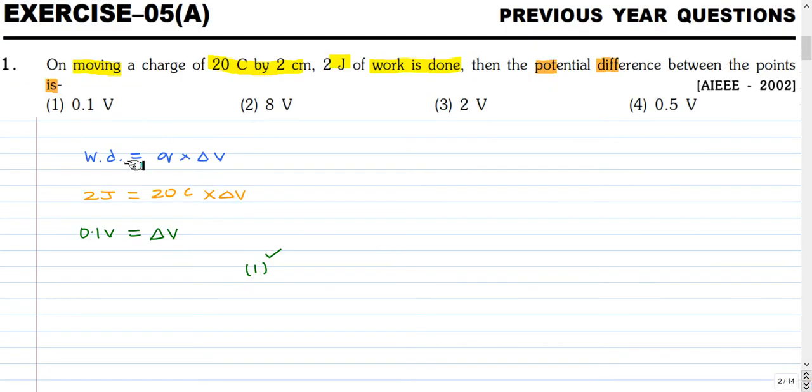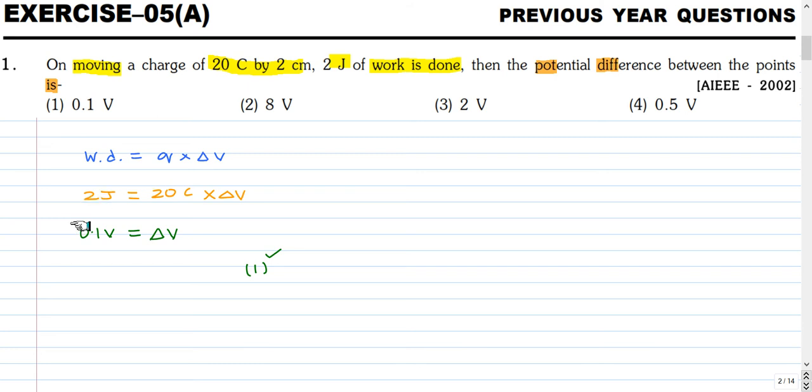Here is the solution. The work done is the charge Q into the potential difference. This comes from the definition of potential of a point. Potential of a point is work done in moving a unit positive charge from infinity to that point. So the work done in moving a charge of Q is Q times the potential at that point. So the work done in moving a charge from one point to another point is the charge Q into the potential difference between the 2 points.